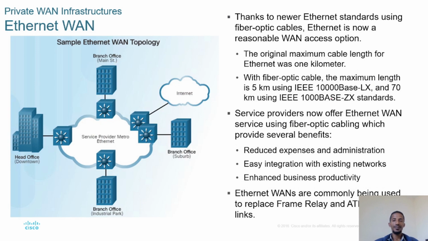The Ethernet one: the main purpose of creating Ethernet is for LAN. Ethernet is a LAN protocol. So whenever you expand the Ethernet, the protocol used for the LAN, to the WAN, that's what we call Ethernet 1. So that's the purpose of the Ethernet 1.